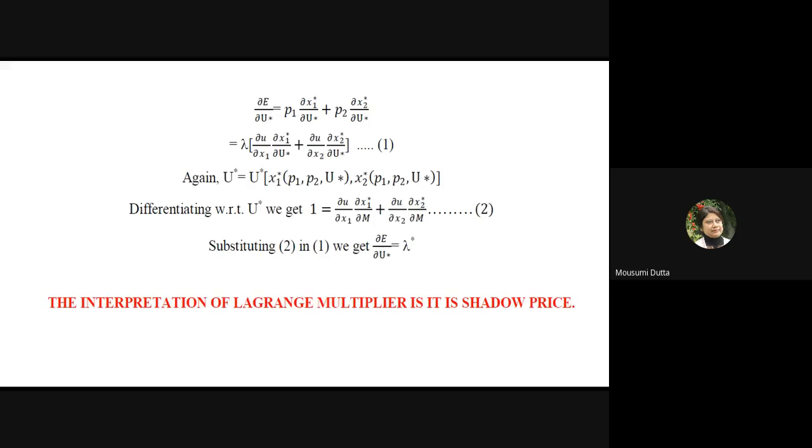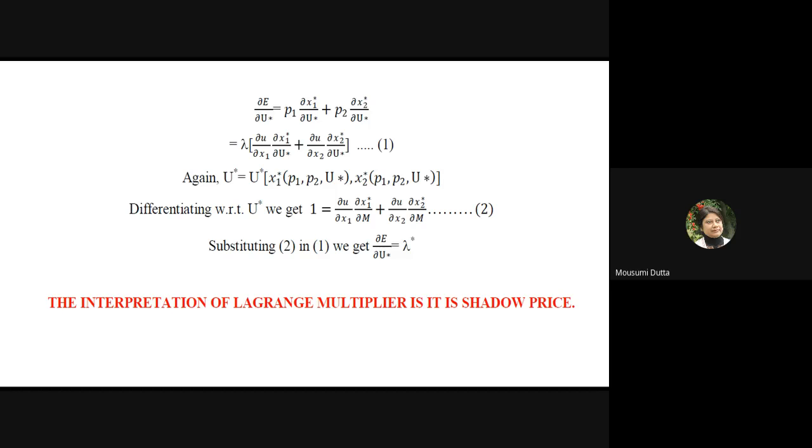Okay, so here you have to prepare the interpretation of lambda as a shadow price. It is your homework. Here the lambda is interpreted as shadow price. It is the change in expenditure due to change in maximum level of utility. Change in expenditure due to change in maximum level of utility.